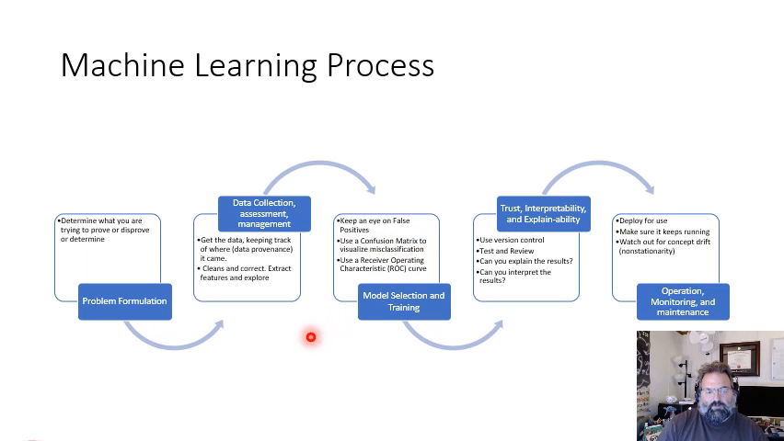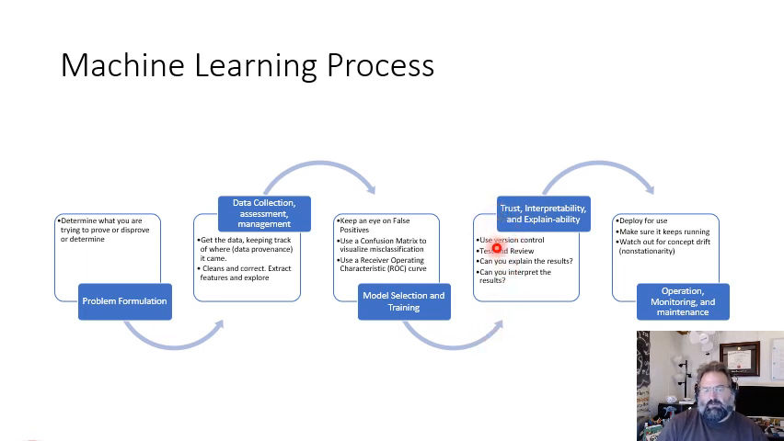You want to keep an eye out for false positives. You'll want to use something like a confusion matrix to keep track of how often you're getting it wrong. And you may want to use something like the receiver operating characteristic curve as a means of rating how good you're doing.